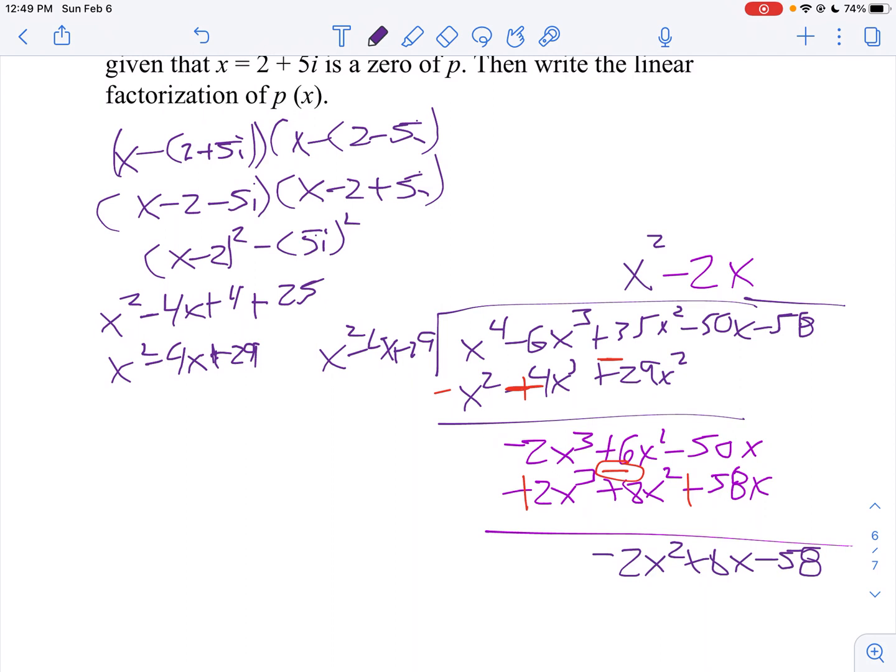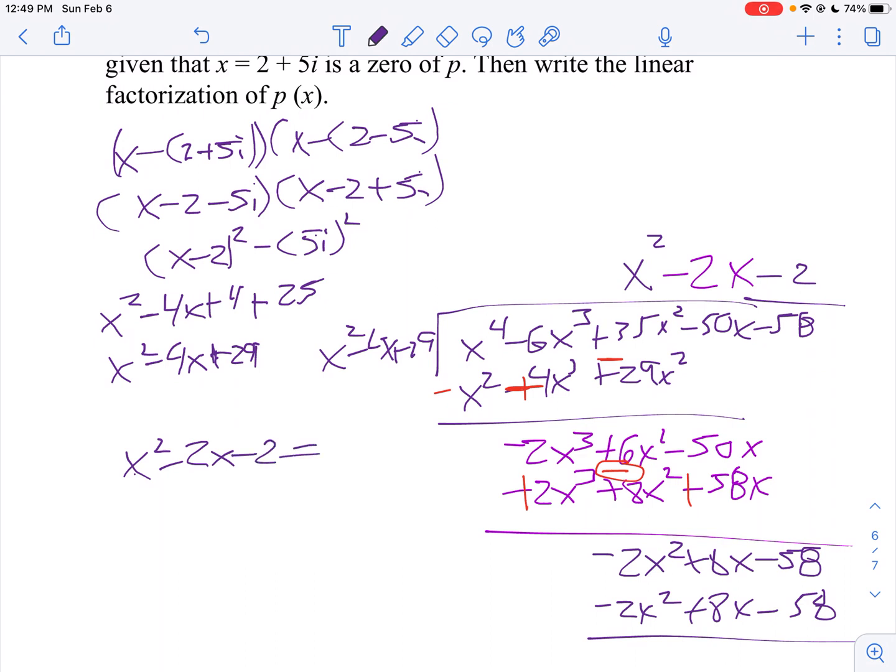It looks like I multiply by negative 2. I'll get negative 2x squared plus 8x minus 58. Look at that. It works out perfectly. So now I would need to find the roots of x squared minus 2x minus 2. That does not factor, does it?